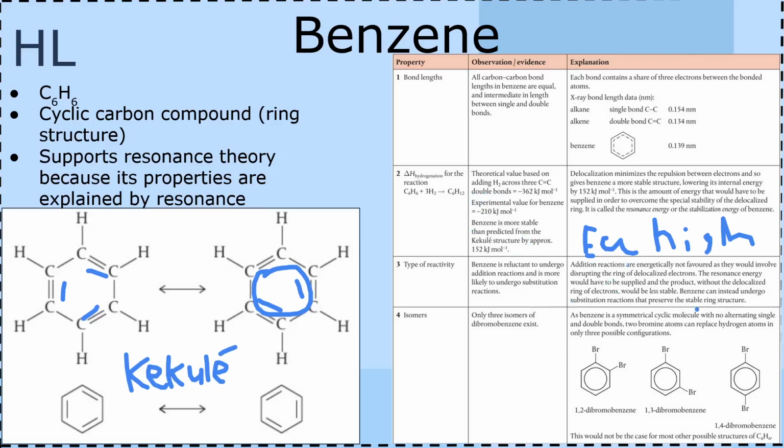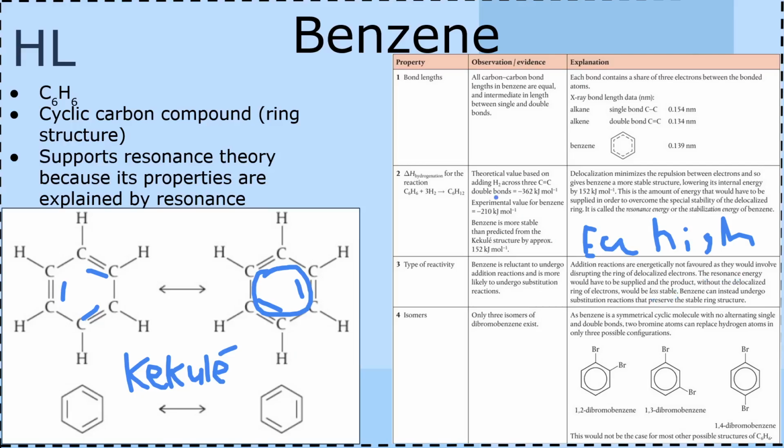Addition reactions are energetically not favored, as they involve disrupting the ring of delocalized electrons, as we can see with that high activation energy or delta H of hydrogenation. The resonance energy would have to be supplied, and in the product the delocalized ring of electrons would be less stable. But benzene can instead undergo substitution reactions that preserve the stable ring structure.